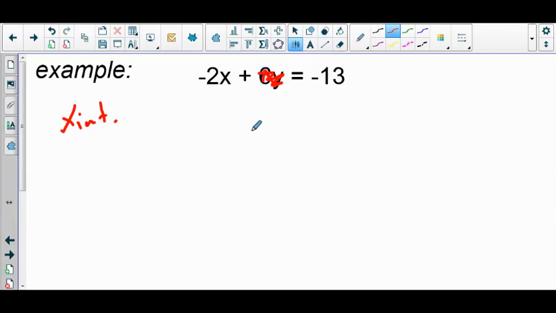So I've got negative 2x is equal to negative 13. How do I get rid of this? I divide out negative 2. If I divide negative 2 out of one term, I divide negative 2 out of both terms. These cancel, and x is equal to negative 13 over negative 2, but of course a negative over a negative is a positive. So 13 halves. That's the x-intercept.